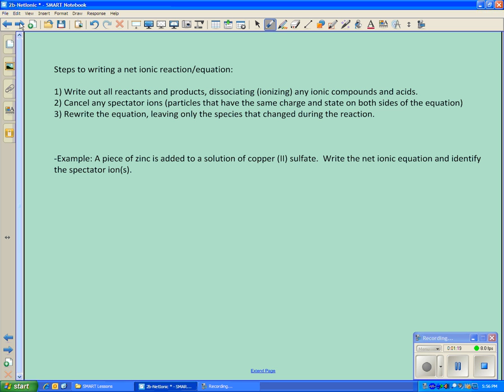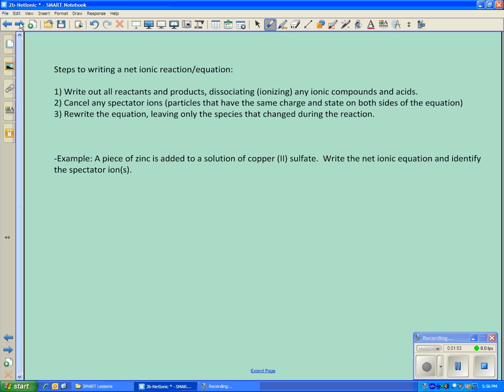If you need to write a net ionic equation or reaction, the first thing you need to do is write all of the reactants and products, and then dissociate any of the ionic compounds and ionize any of the acids. Second, you need to cancel any of the spectator ions. So we want to leave out any of those things that stay exactly the same, so same state, same charge on both sides of the equation. Last, rewrite the equation, leaving only the species that changed during the reaction.